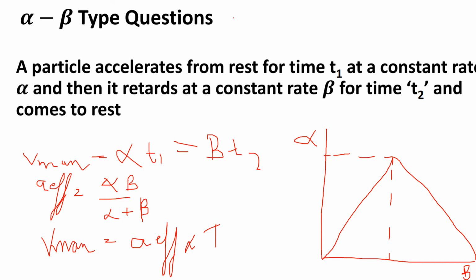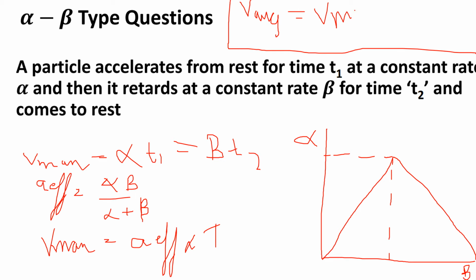Now let's have two more formulas here, in this slide only. If they ask about average velocity in alpha beta, now what will you do? If they ask you v average, what is the formula for it? Tell me. V average is maximum velocity by 2.